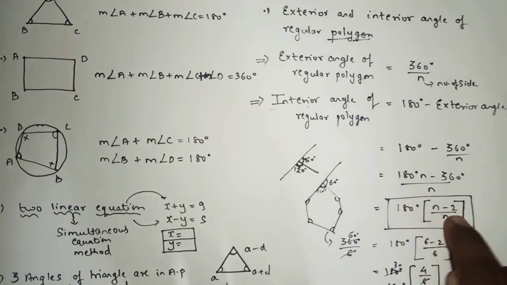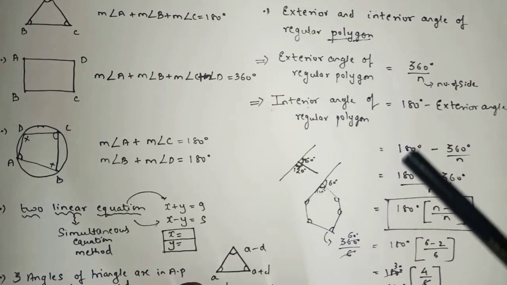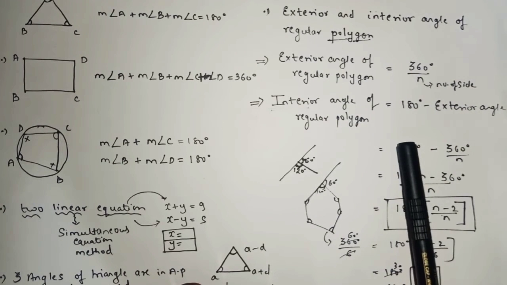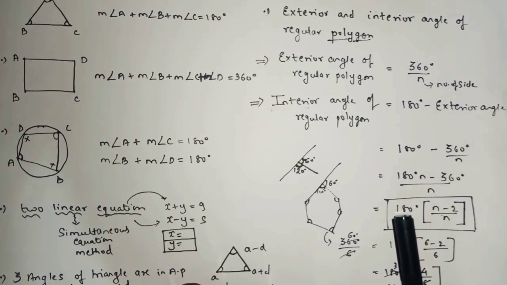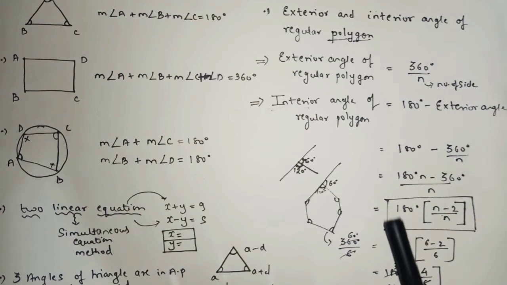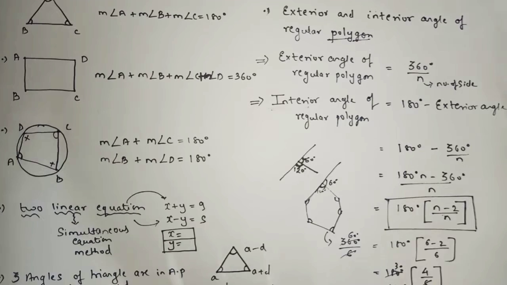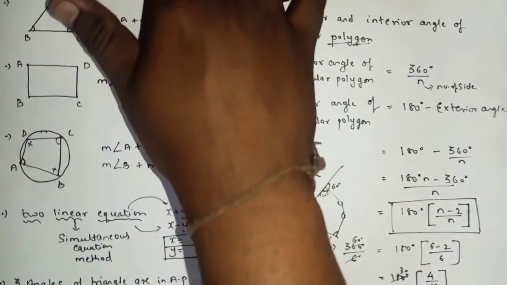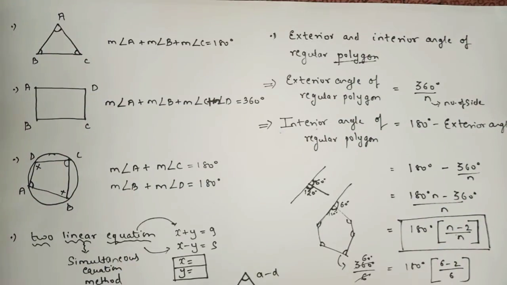Now I will explain how you got this formula. Simply write 180 times the exterior angle, 360 upon n, cross this n. So 180 is common, and inside the bracket you get n minus 2, and in the denominator we are left with n. That's it, so we got the direct formula for the interior angle of a regular polygon. Now let's take a few examples based on this property. Let's take the first one.